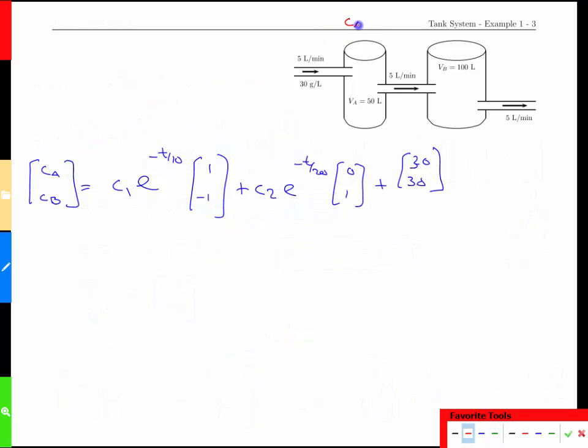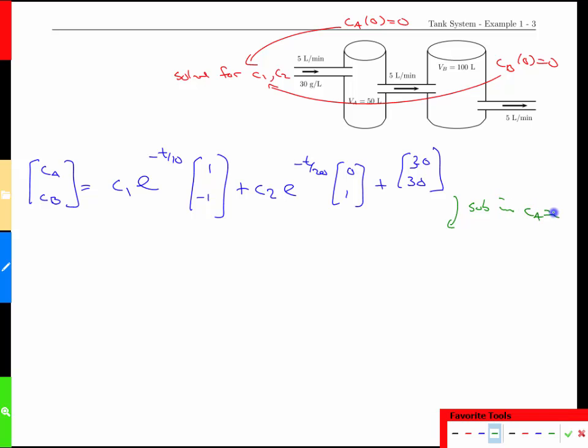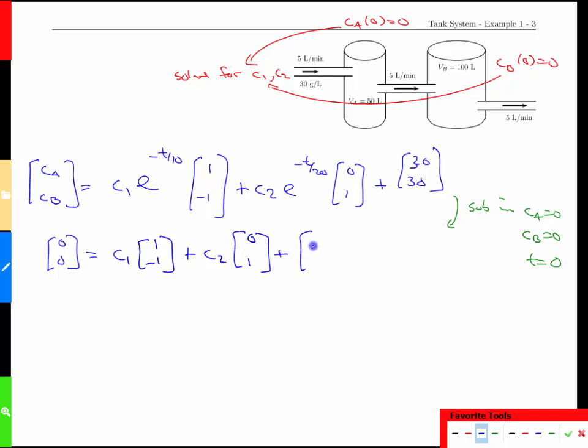The last remaining point to solve is what's the effect of having the initial concentrations in both tanks being 0. What we're going to do is use these two facts to solve for C1 and C2. The first step of that is simply to sub in Ca equals 0, Cb equals 0, and t equals 0. That's going to give us 0 and 0 equals C1. e to the 0 is 1, so it goes away. And we get a C2 times 0, 1 plus our 30, 30.